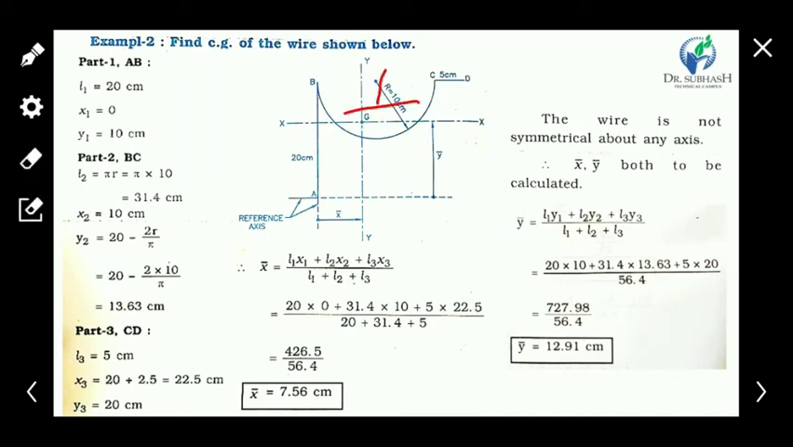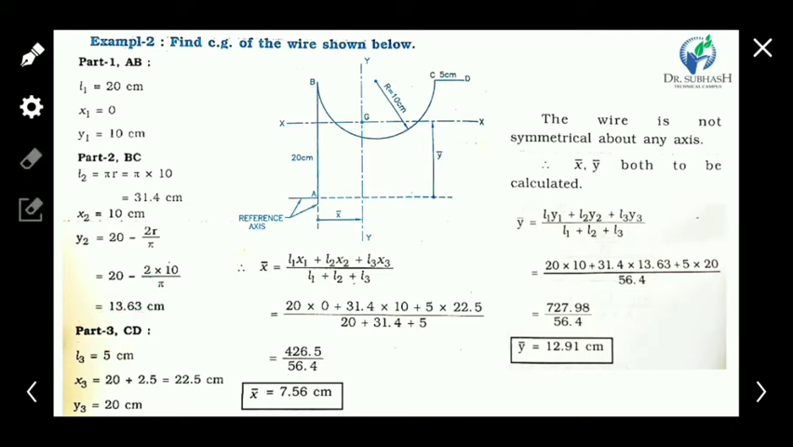So 20 minus 2r upon pi means this is subtracted from this length. Okay. So it's 13.63 centimeter. 2r upon pi is the distance of the CG of the BC element from the BC line, so it is subtracted from 20. So we get the vertical distance of the CG of the BC element from the reference axis. It's 13.63.